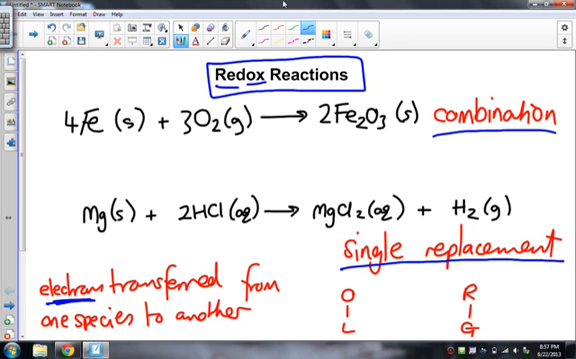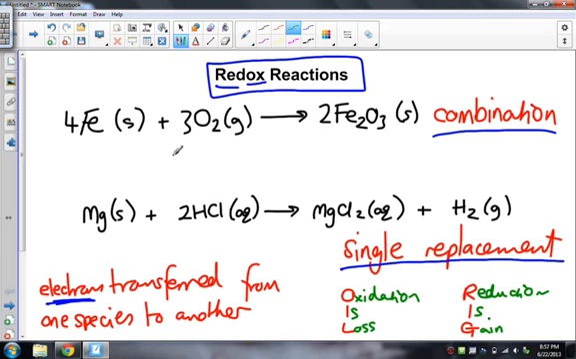And the simple way to remember what's happening here is to remember the simple mnemonic OIL RIG, all right? When something undergoes oxidation, it loses electrons. So something being oxidized is losing electrons. Something undergoing reduction or being reduced is, of course, the opposite. And that's gain, because if something loses electrons, something else has to gain them.